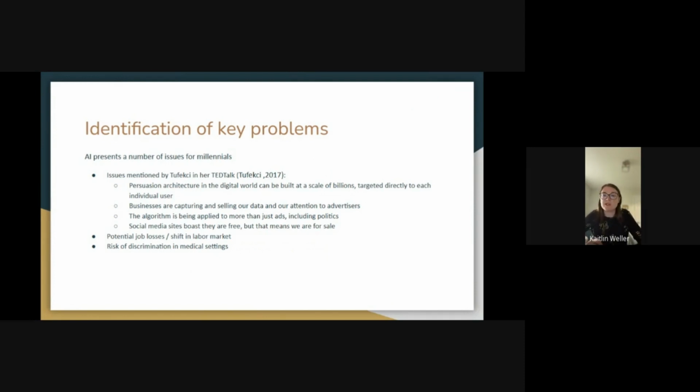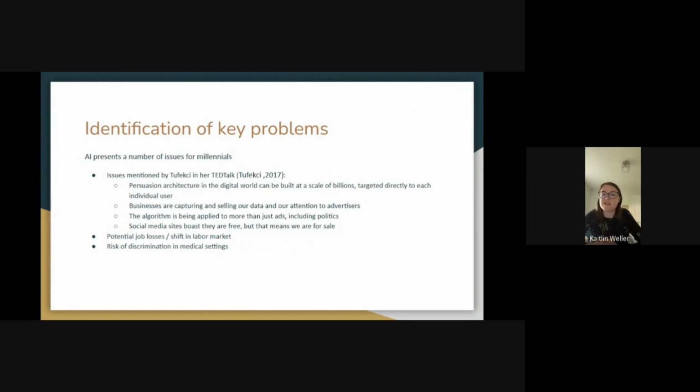Social media sites and websites are making money not only by selling our data, but by selling the space. So they know that we're going to look at it. They know that businesses will want to advertise there, and businesses know that as well. So not only is our information now up for sale, but our attention is as well.